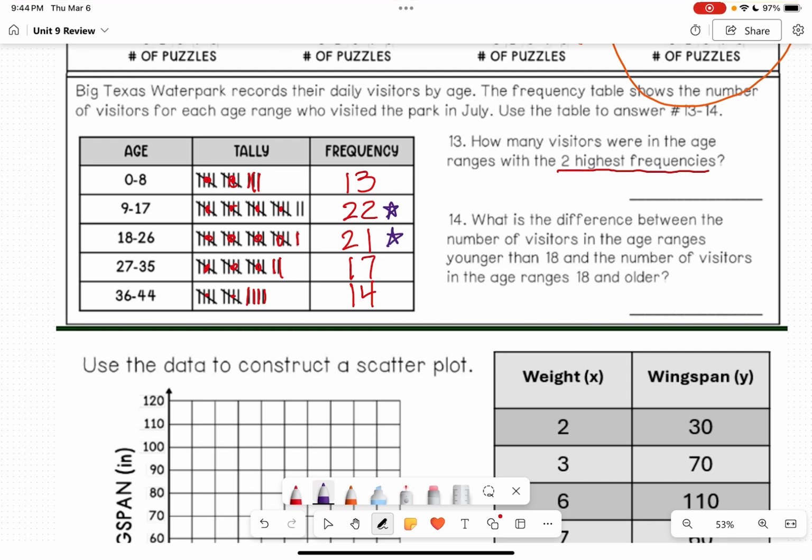Okay, so it wants to know how many visitors were within that age range. So basically, they just want you to add both numbers. Okay, so I'm going to have you do that by yourself. You're just going to add both the stars.